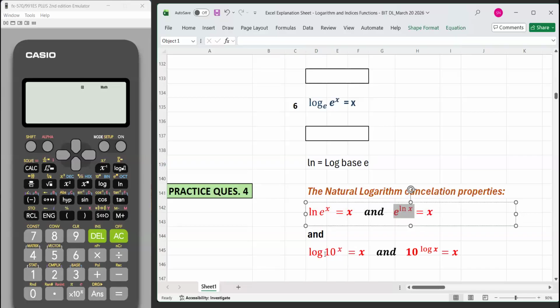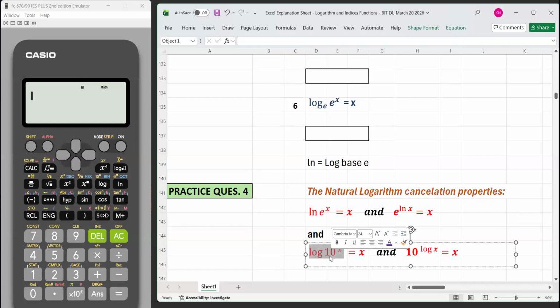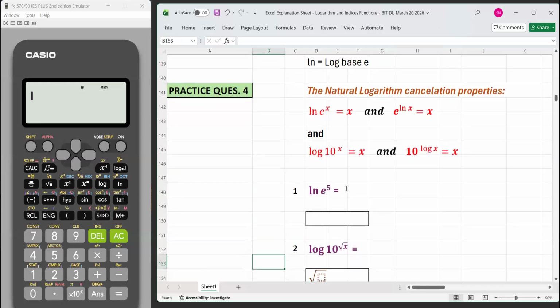And then using log of 10. You know that the log on the calculator is log base 10. If you have 10 raised to the power, then log of it, the answer is always equal to the power. Okay, so let's see what happens here. What is natural log of e raised to the power 5? It's 5. What should the answer be? The answer should be equal to 5.